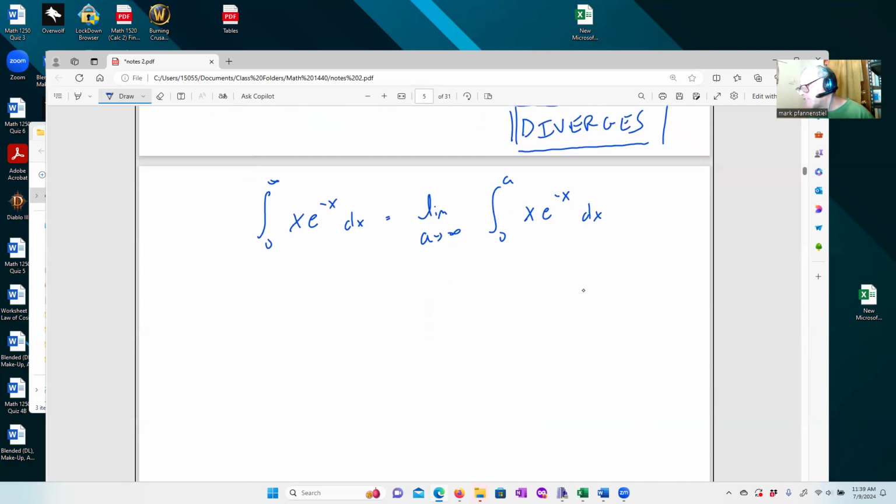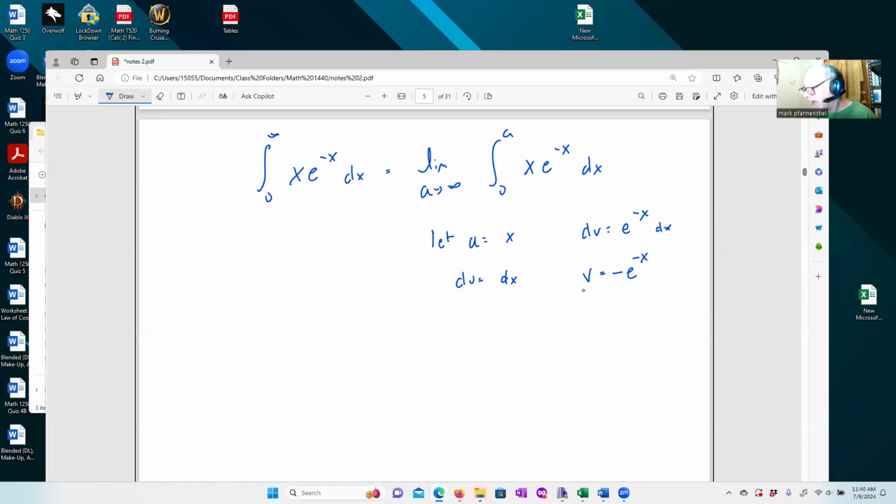Do you remember a couple of lectures ago when we said you have to do integration by parts for something like this? So we're going to say let u equal x, du equals dx, dv equals e to the negative x dx, and v equals negative e to the negative x.